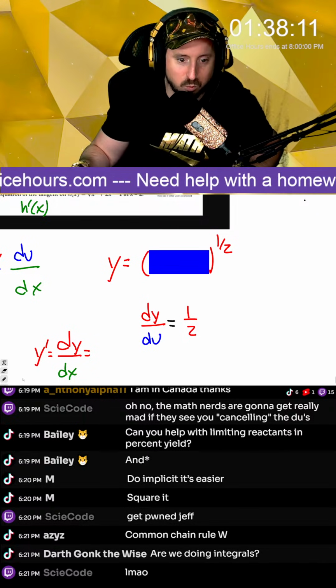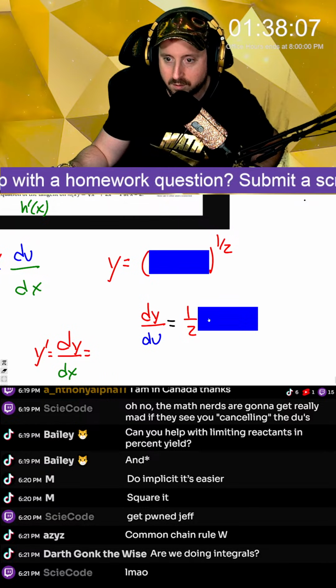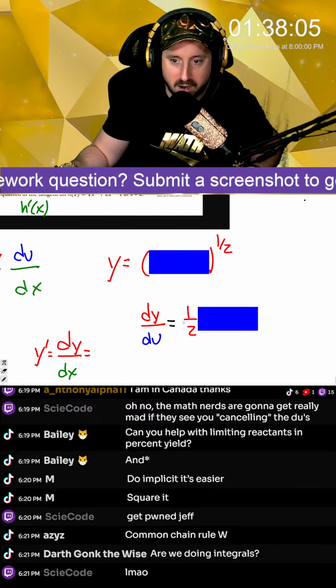We're doing derivatives. So this is 1/2, and then it would be the box thing, and this would all be to the minus 1/2.